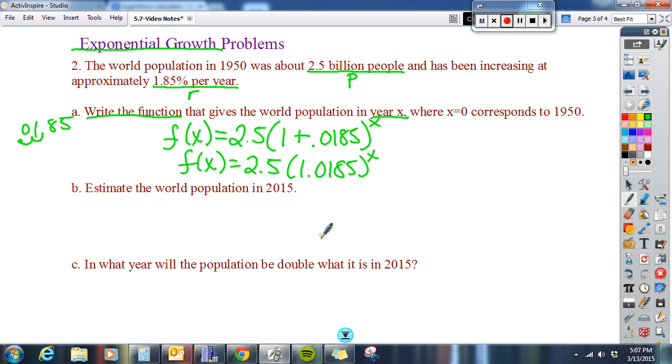All right. B, estimate the world population in 2015. All right, so this is very similar to what we just did, just with this function up here. And you'll notice, though, that remember, this one started at 1950, so we have 2015. We have to find the time, or the x for that. We need to find the time. Okay. So 2015 minus 1950, because that's where we start. And so this time we're finding it after 65 years.